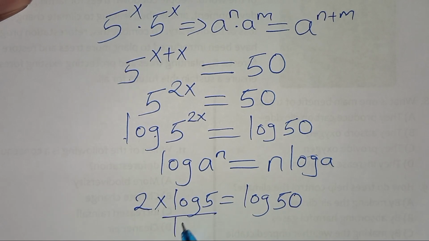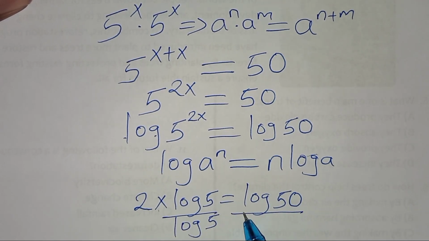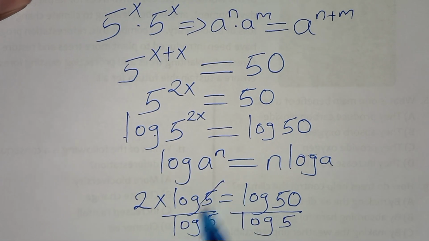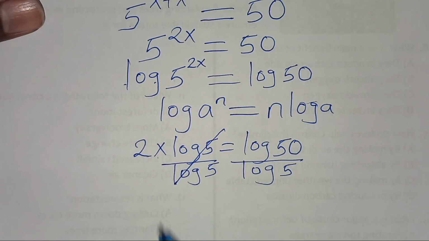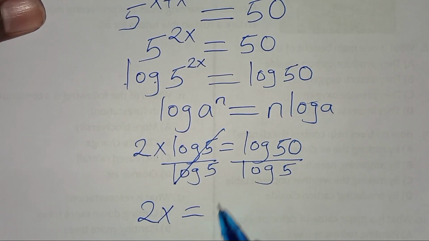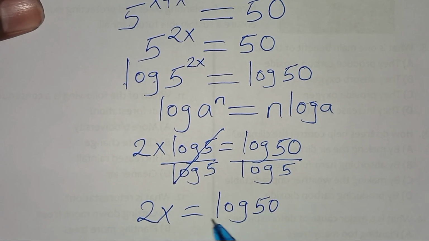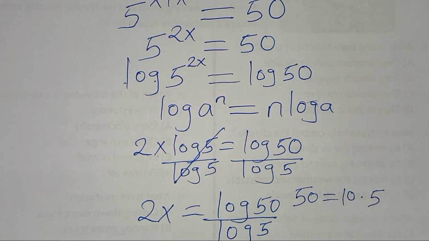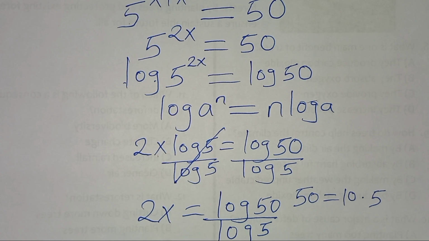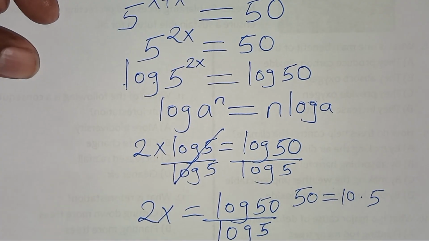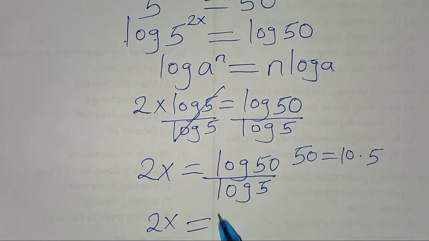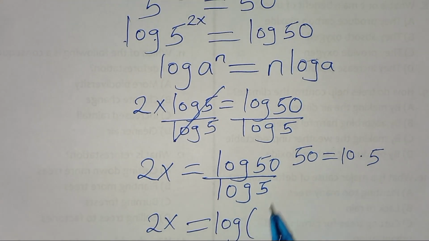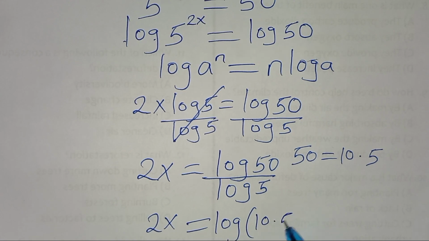Let's divide both sides by log 5. Let's simplify here, so that here we have 2x equal to log 50 divided by log 5. We can express 50 basically as 10 multiplied by 5. Let's substitute this, so that now we have 2x equal to log of 50, which is 10 times 5, divided by log 5.